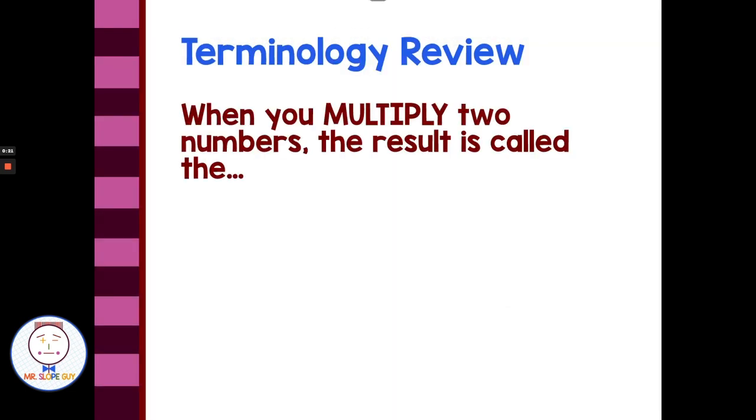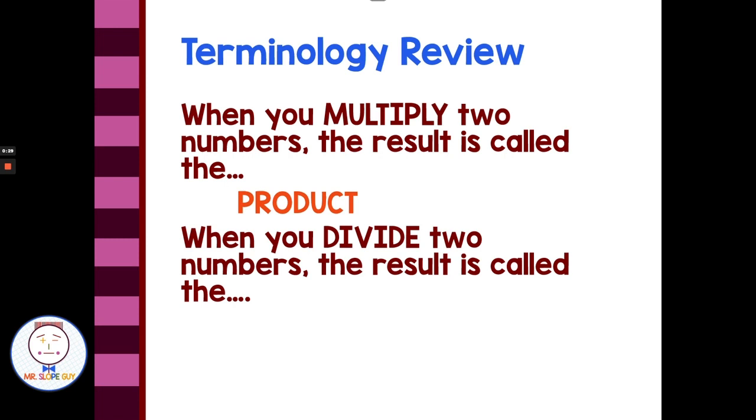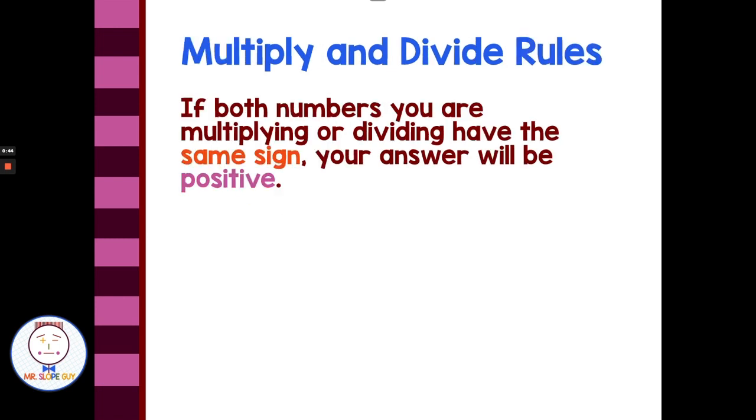So first of all, when you multiply two numbers, the result is called the product. And when you divide two numbers, the result is called the quotient. So the solution to a multiplication problem is called a product, and the solution to a division problem is called the quotient. So if both numbers you're multiplying or dividing have the same sign, your answer will be positive.